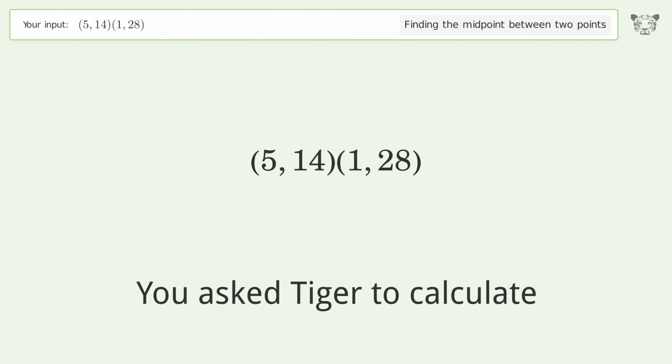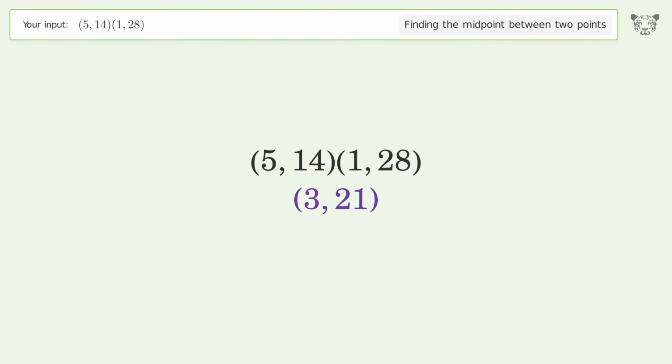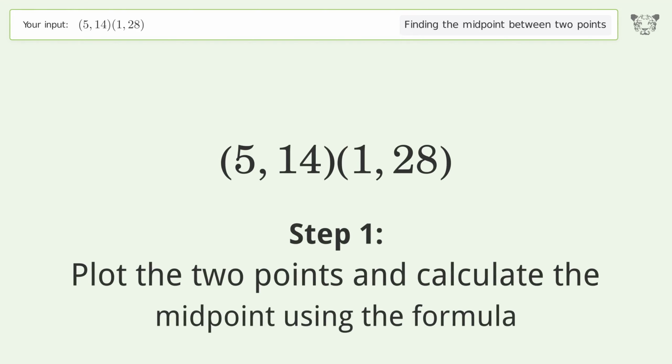You ask Tiger to calculate. This deals with finding the midpoint between 2 points. The midpoint between the 2 points is 3,21. Let's solve it step by step. Plot the 2 points and calculate the midpoint using the formula.